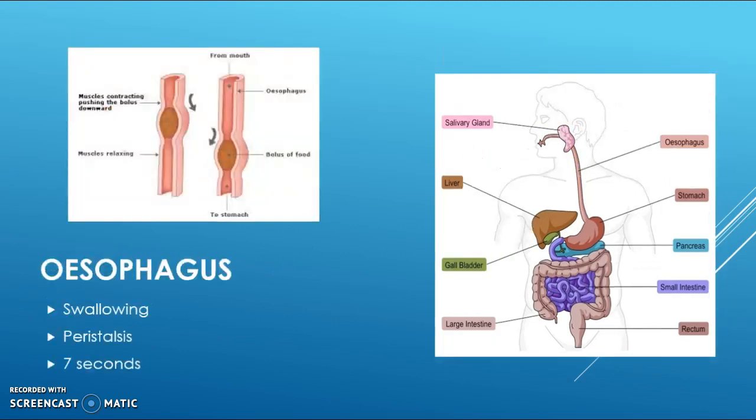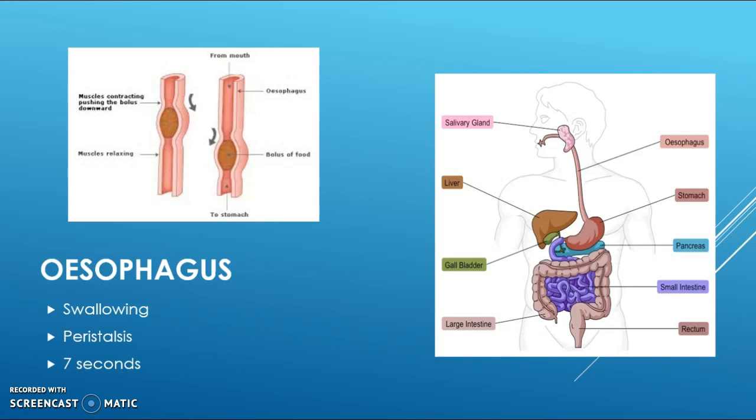Once the enzyme amylase has broken down the carbohydrates, the now chewed food is taken down the esophagus, which is basically the process of swallowing. The chewed food is pushed down the esophagus via a large number of contractions, one after the other, just pushing the food down until it reaches the stomach. This process of contractions in the esophagus is called peristalsis, and it normally takes around 7 seconds to be fully completed.